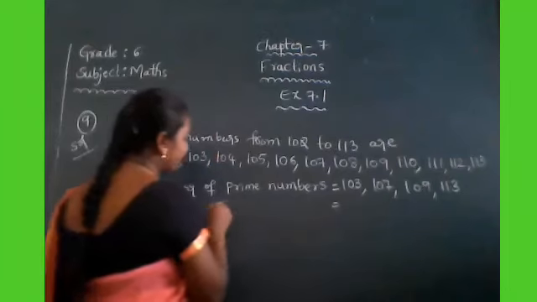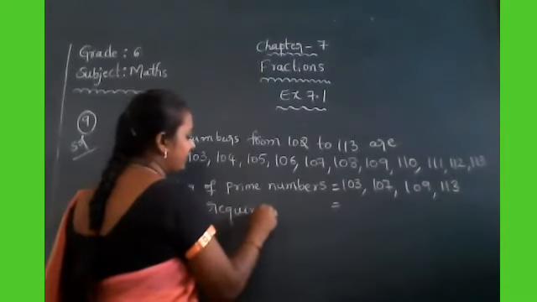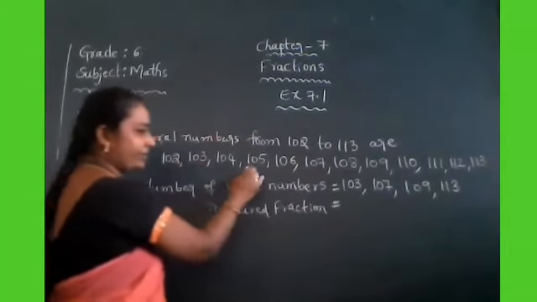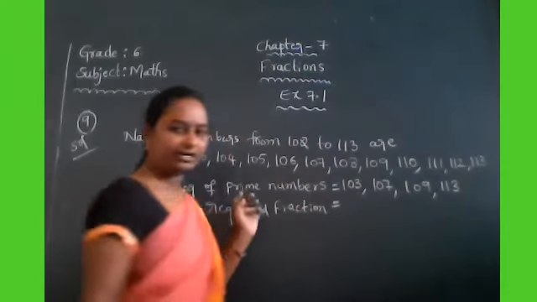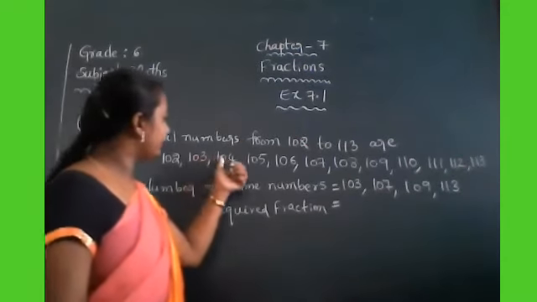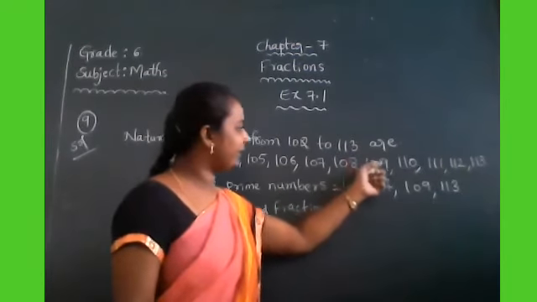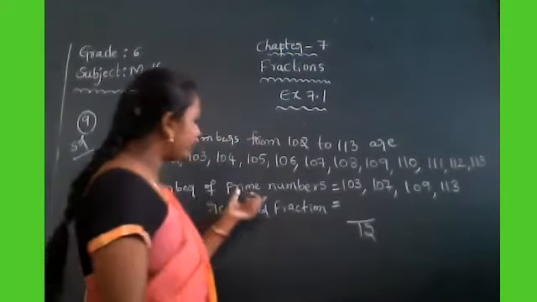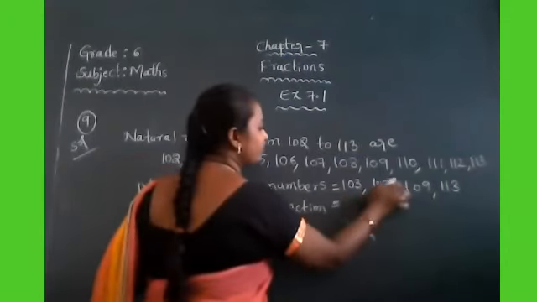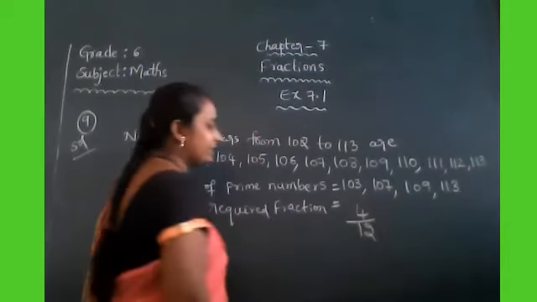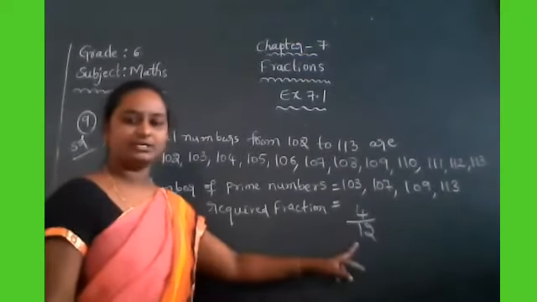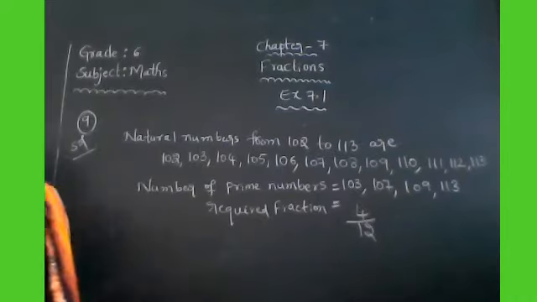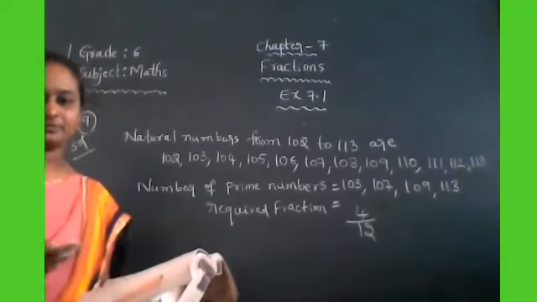So our required fraction is: total number of natural numbers from 102 to 113, count once again: 1, 2, 3, 4, 5, 6, 7, 8, 9, 10, 11, 12. So the total is 12. Number of prime numbers: 1, 2, 3, 4. So what is our required fraction? 4 by 12. Is it clear? Very good.